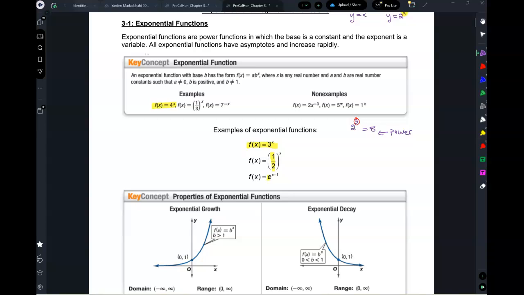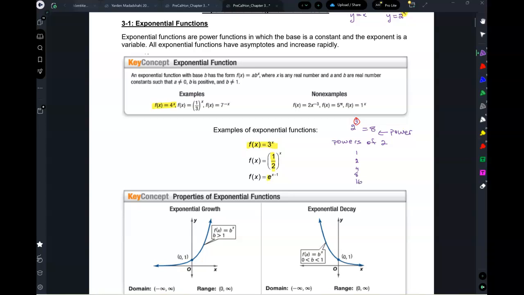So if I wanted to talk about what are the powers of 2, right? 2 to the 0 is 1. 2 to the 1 is 2. 2 to the 2 is 4. 2 to the 3 is 8. So these are the powers of 2. 2 to an exponent of 4 is 16, and so on.